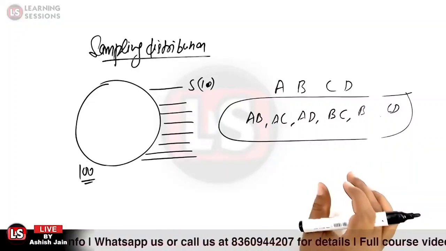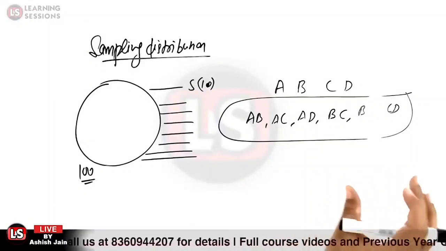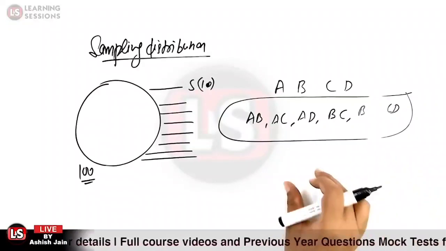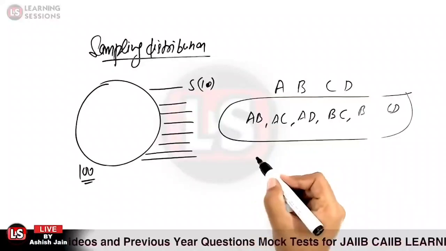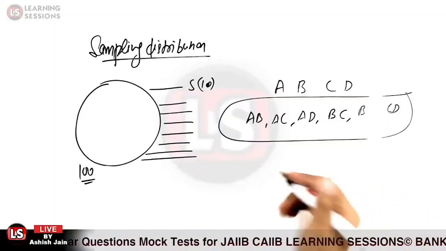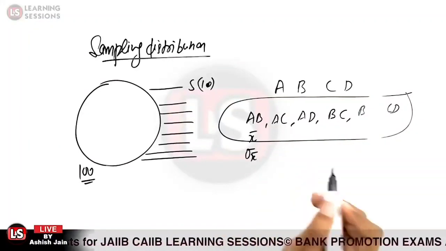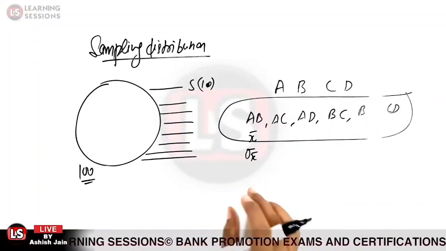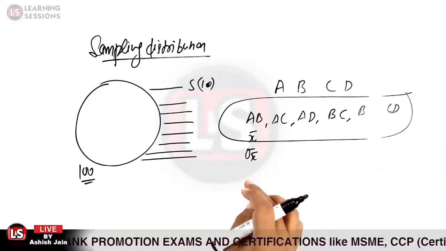So sampling distribution is the distribution of all possible values of a statistic from all the possible samples. First of all, we have all the possible samples, and further we have the values of the statistics. If we calculate the mean for the samples, that is represented by x bar, and we calculate the standard deviation, represented by sigma x bar, or simply s. Further, it is related to the sampling distribution.